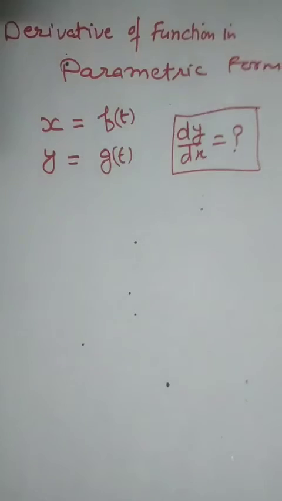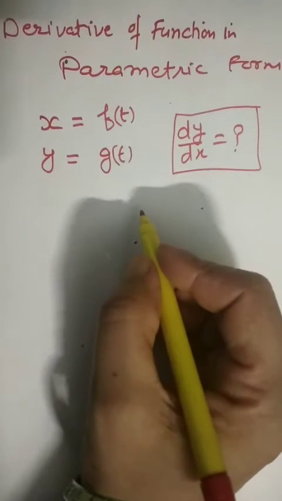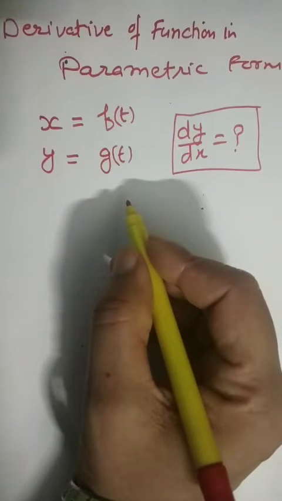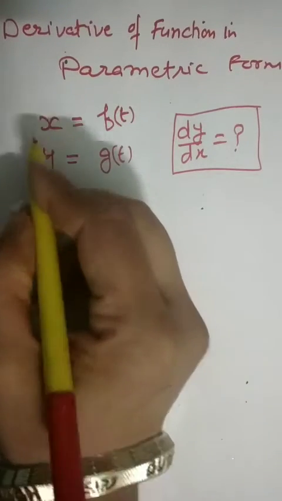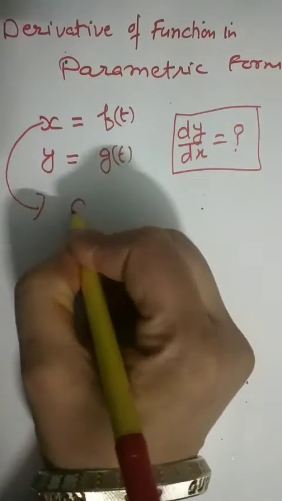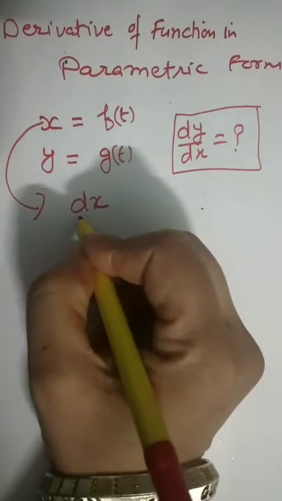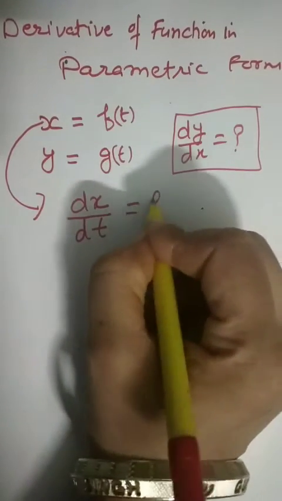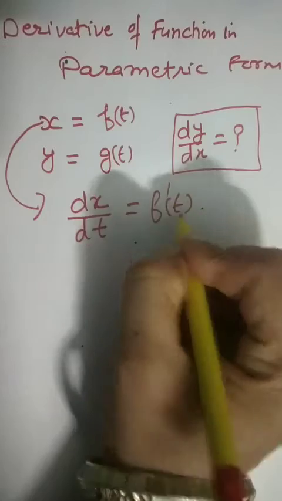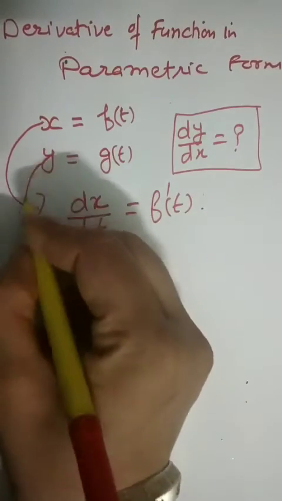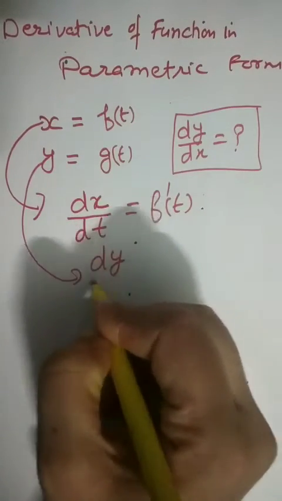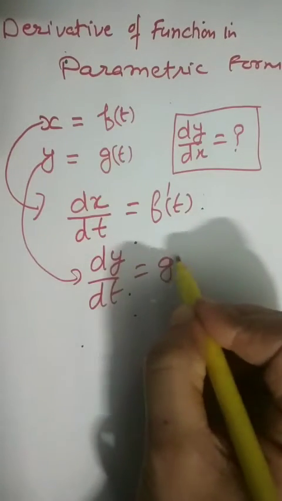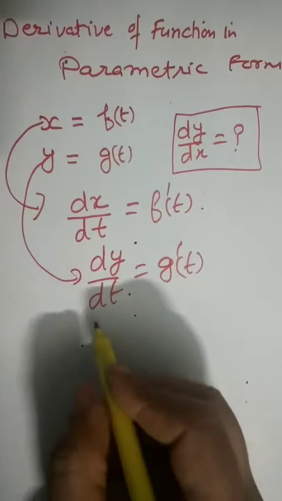This type of question is parametric form. So how to find the derivative in this case? What we have to do, we have to first differentiate the first function, which is the value of x in terms of t. So we can differentiate x with respect to t. It will be the derivative of f. Similarly, you differentiate the second function y with respect to t, because it is also represented in terms of t. It will be g dash t, derivative of g.